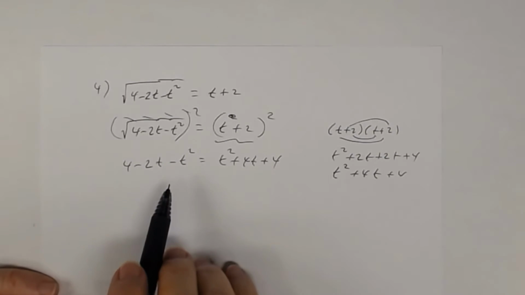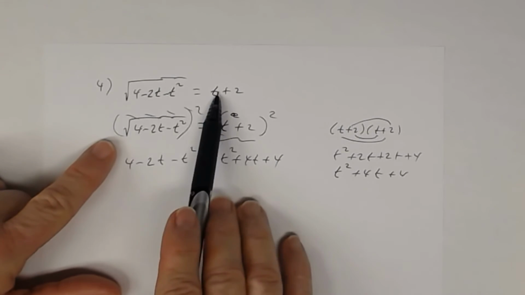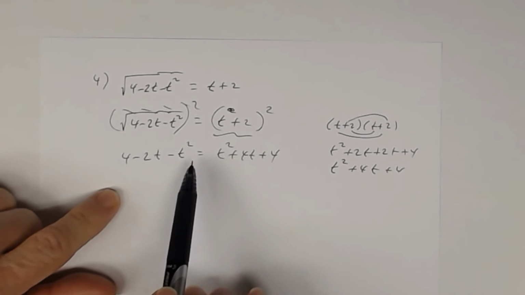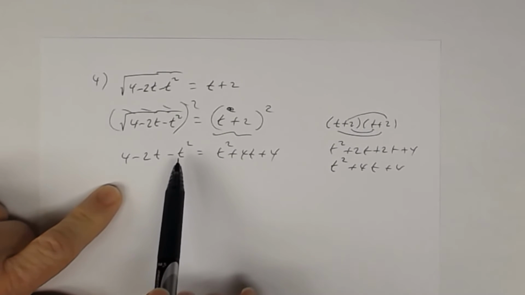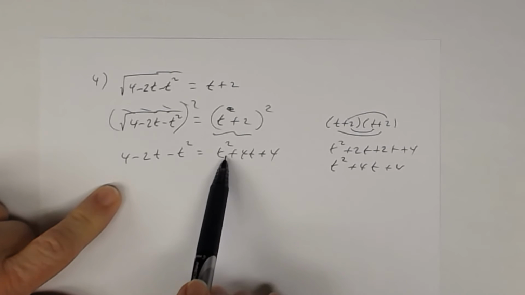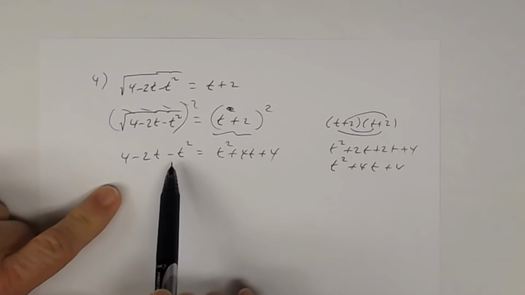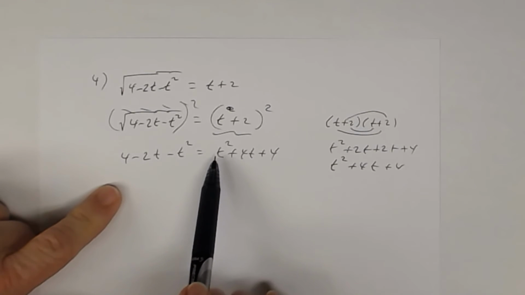Now notice that I went from this square root equation to this quadratic. Rather than bringing the t squared over, you see how if I bring this t squared over, I'm going to get a negative t squared. Sometimes it's easier to deal with if the coefficient of t squared is positive.